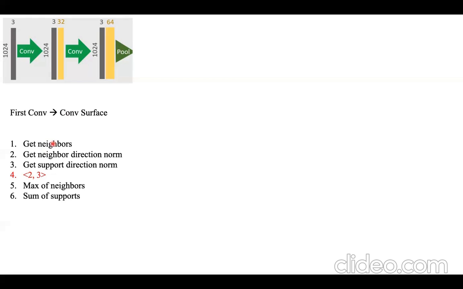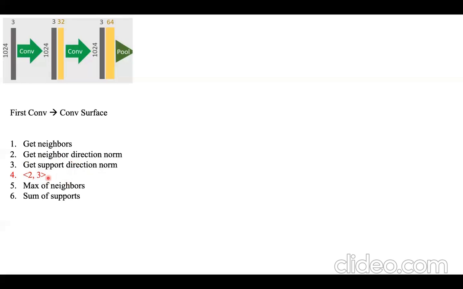And from them, from the neighbors, they will subtract each of the points. That way they get the directional vectors, okay? And they normalize that. That is how they get the neighbor direction norm, okay? And for support, they uniformly initialize the values randomly within a range, and then they compute a direction vector there and normalize that also, okay? And then they do a dot product of that.